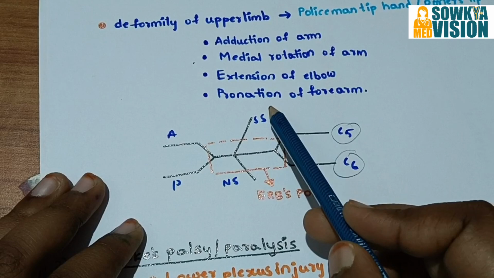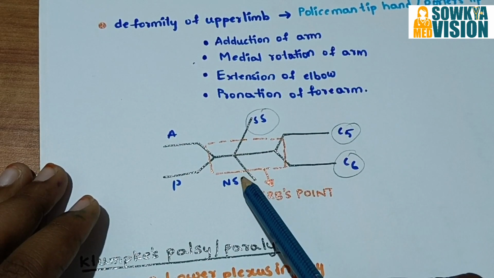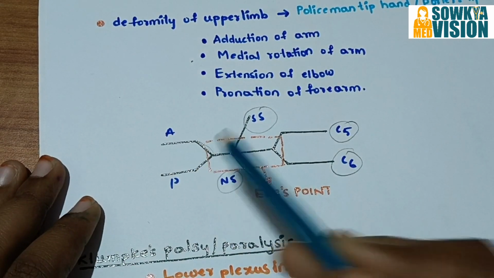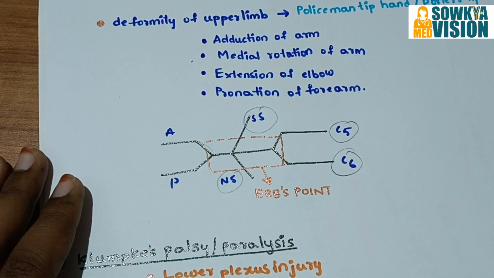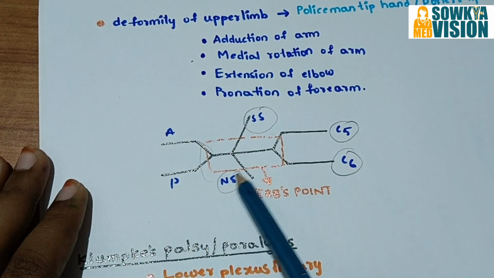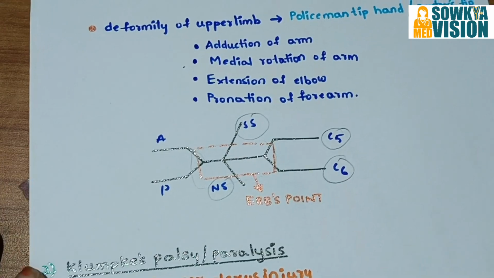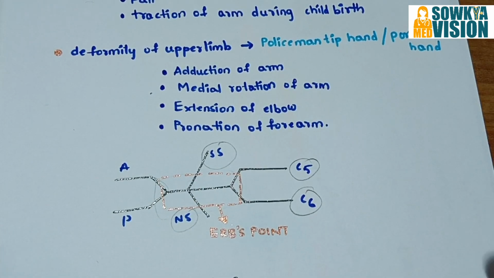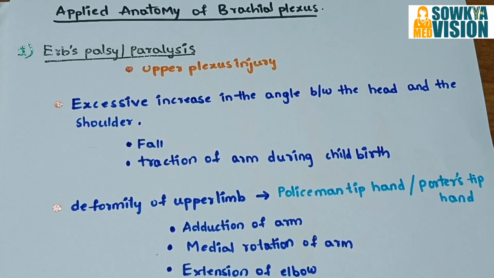C5, C6, subscapular and now to subclavius, and dividing into anterior and posterior division. So this point is known as Erb's point. Any defect, any damage at this point leads to Erb's palsy or Erb's paralysis.